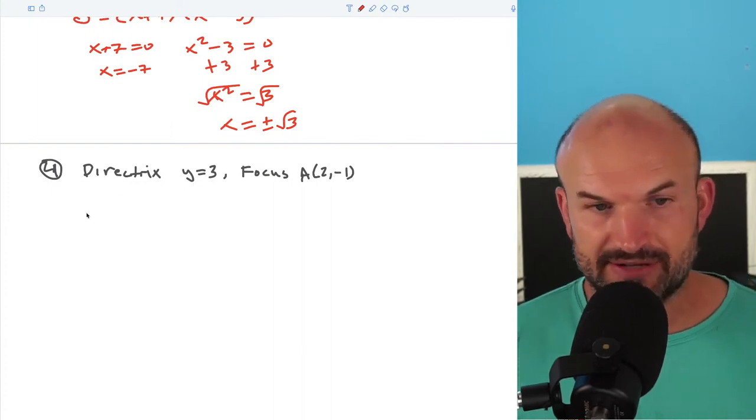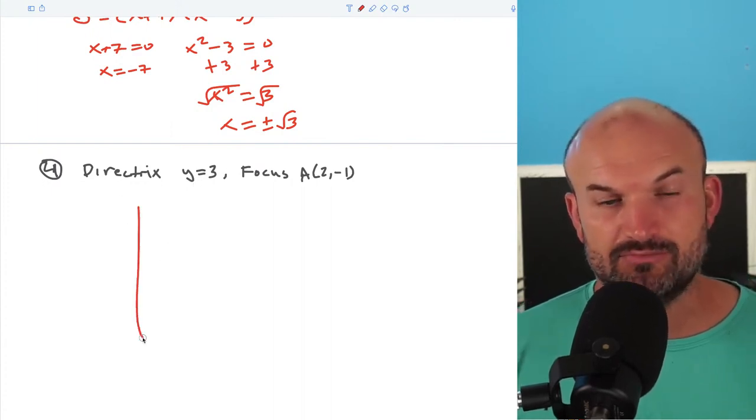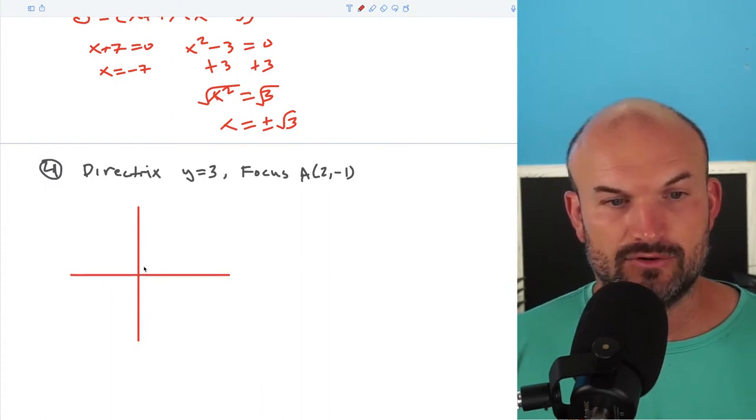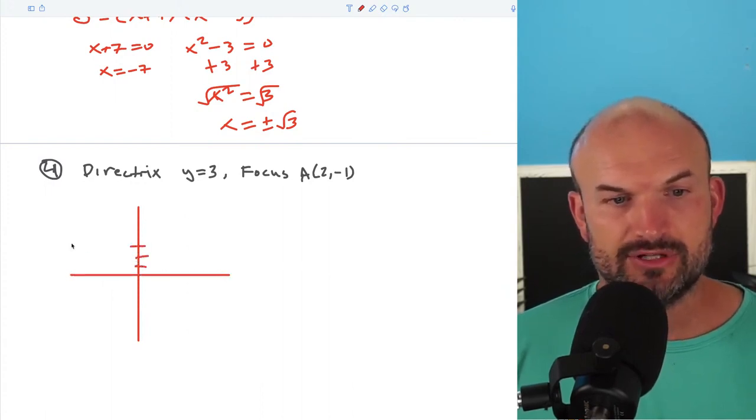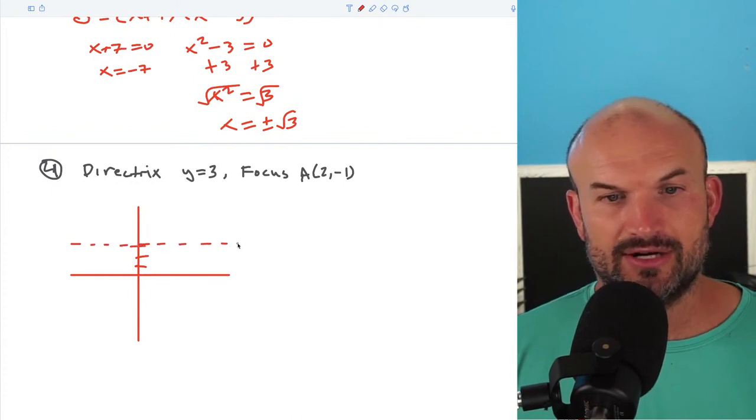Okay, so whenever you're trying to write the equation of the parabola, the main thing I want you to do is just plot the information, okay? So the first thing we have is a directrix at y equals 3. So 1, 2, 3. I'm just going to draw a nice little directrix here, y equals 3.